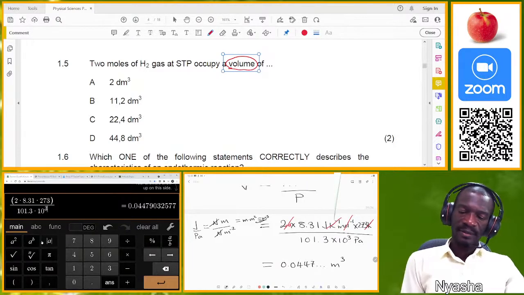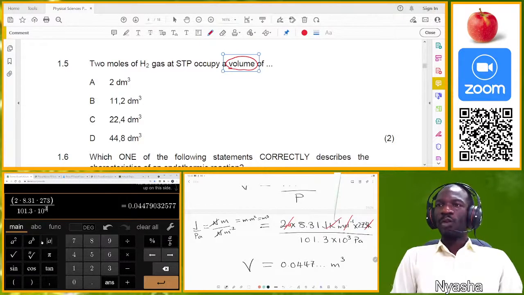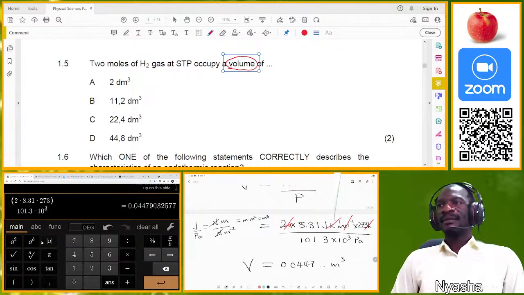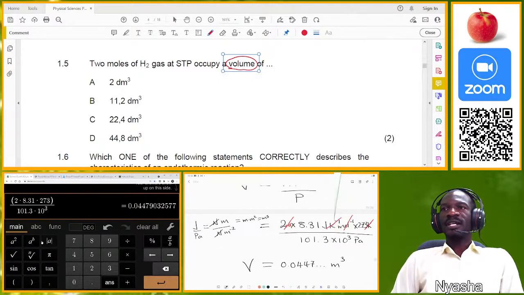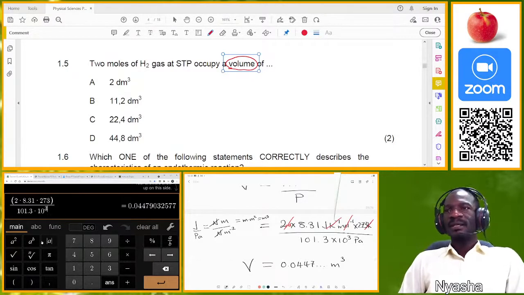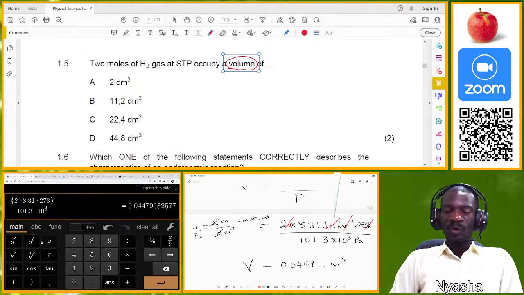Remember what we did here. This answer is in cubic meters. That is the volume of this gas. So 2 moles of hydrogen would occupy 0.0447 and so forth cubic meters.